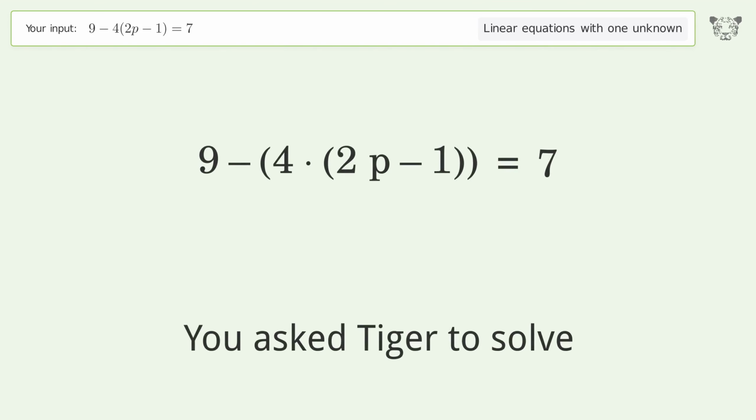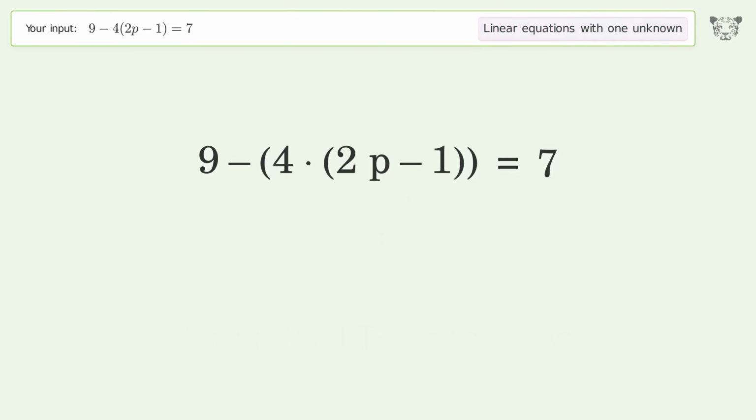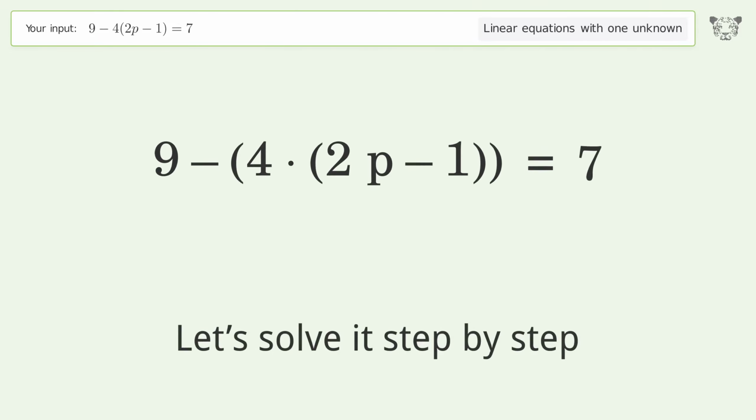You ask Tiger to solve. This deals with linear equations with one unknown. The final result is p equals 3 over 4. Let's solve it step by step.